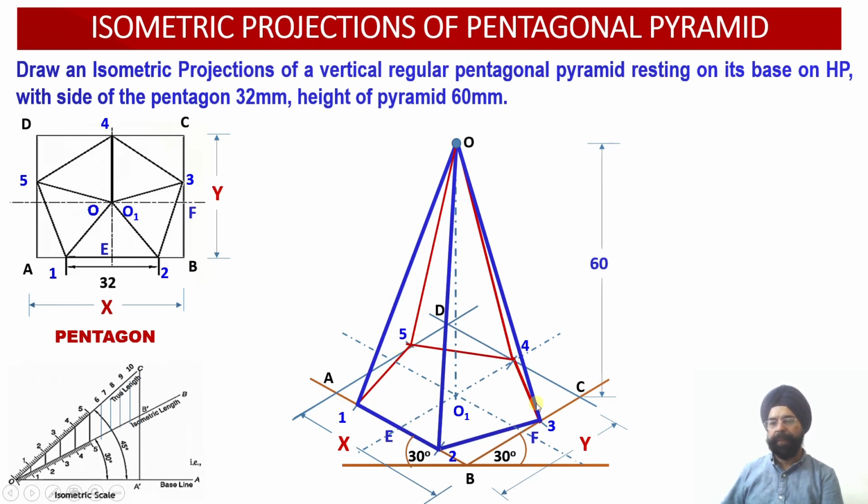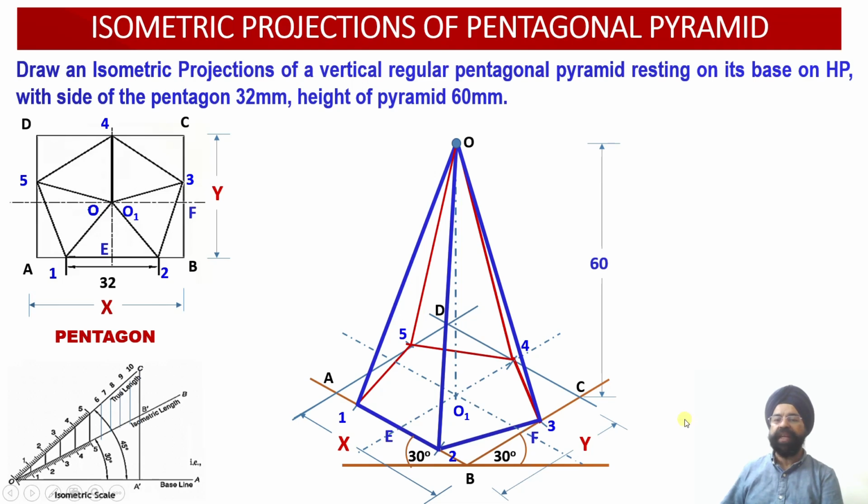Similarly, the edges of the base 3, 4, 4, 5 and 5, 1 will also be light because they are hidden edges. So even if we do not show these 5 edges over there, 2 slant edges and 3 base edges, our construction will be fine. But once we join them with the help of thin lines, this makes our construction much easier to understand over there. So we are able to interpret that this is the construction of a pentagonal pyramid.